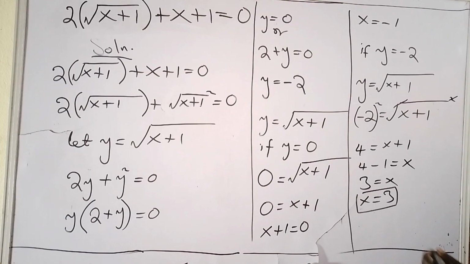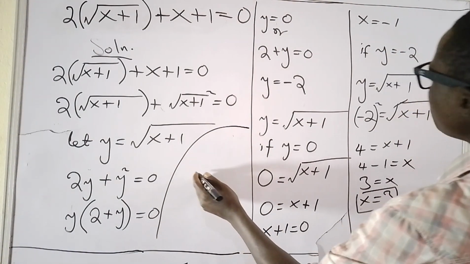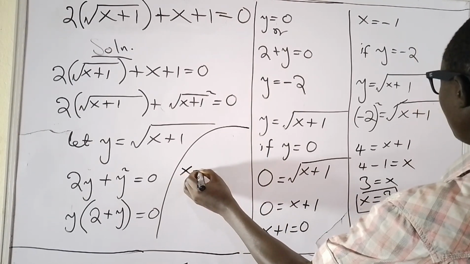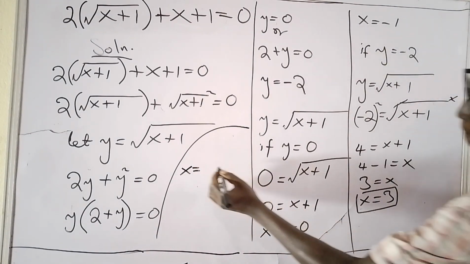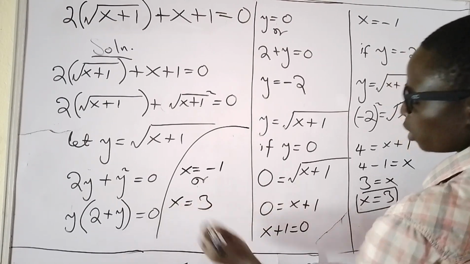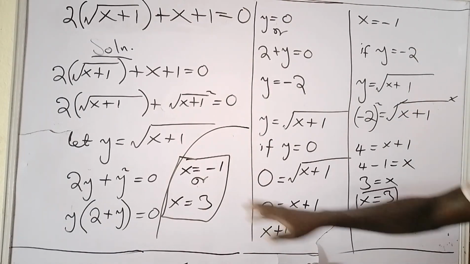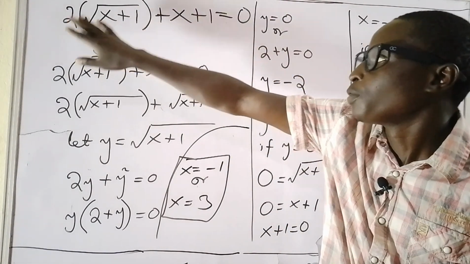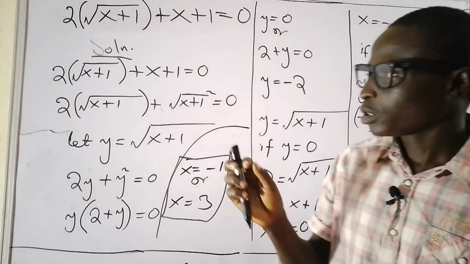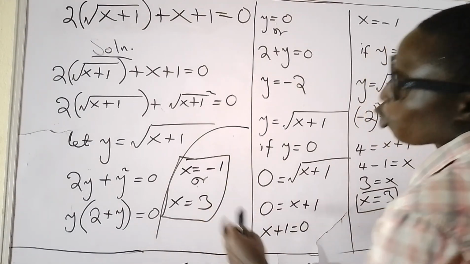So my people, let me finish it up here. That means the respective values of x are now minus 1, or x is now 3, and these are the possible values of x that will satisfy this equation as far as this particular equation is given. So much for that, let's try the second approach and see whether we will have minus 1 or positive 3.